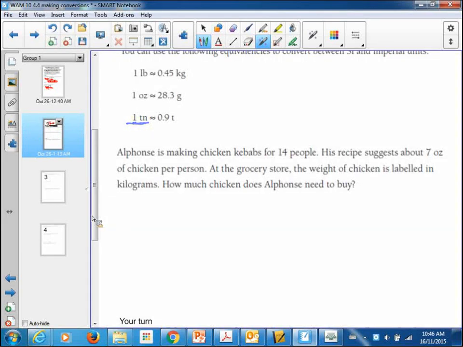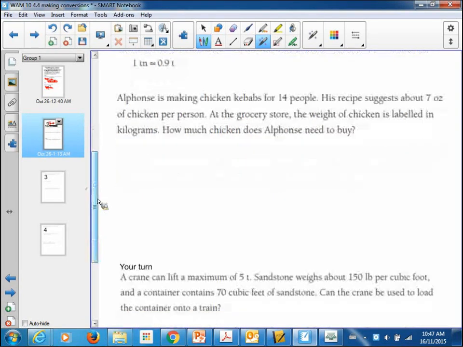Now, Alphonse is making chicken kebabs. In his recipe, it suggests about 7 ounces of chicken per person. At the grocery store, the weight of chicken, of course, is in kilograms. How much does he need to buy? So he got some American recipe. He needs to figure out how much he actually needs.